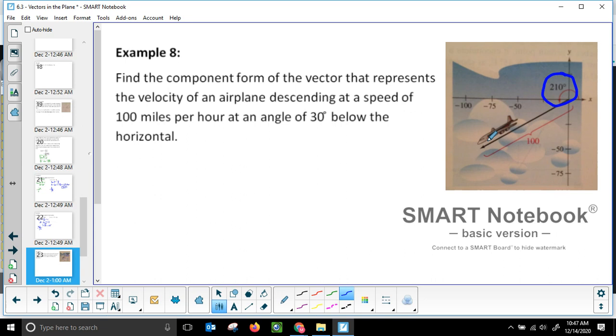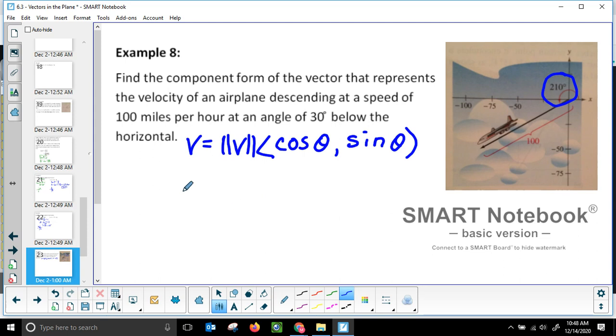The speed, we can actually consider as the magnitude. So they want us in component form. So how we can actually do that is, if we're given a degree and a magnitude, we can say that it is the magnitude of v times (cosine theta, sine theta).